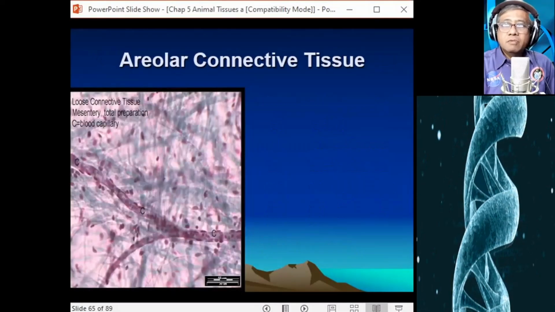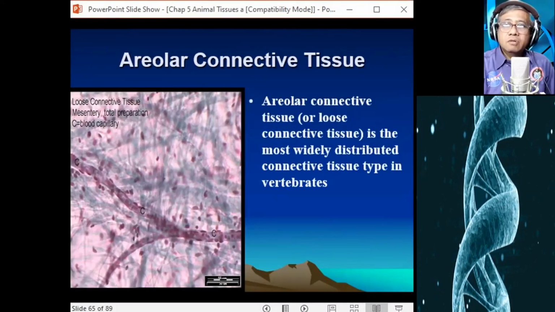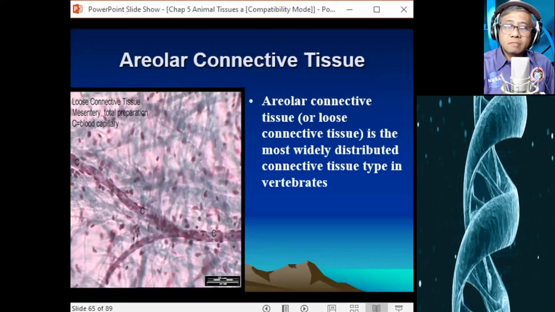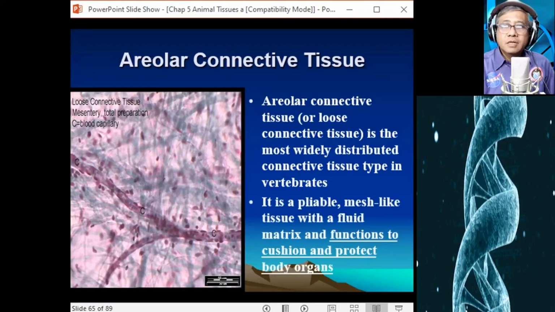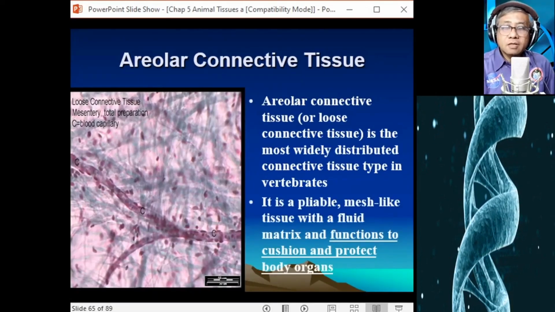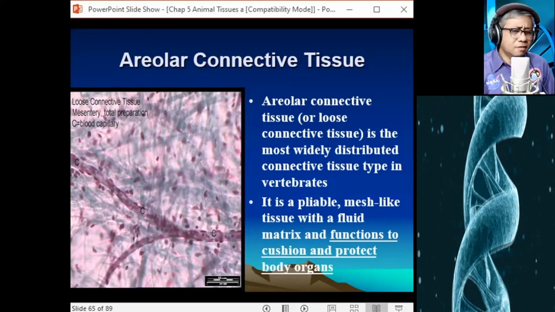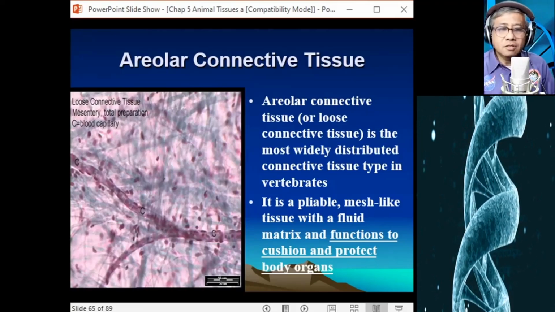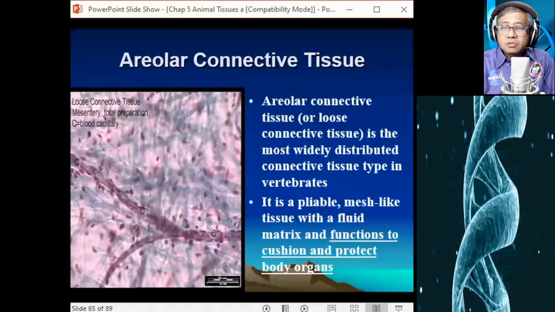Okay, then we have areolar connective tissue. Areolar or loose connective tissue is the most widely distributed connective tissue type in vertebrates. Under the microscope, yung mga fibers niya, yung collagen fibers, they form mesh-like fibers. Yung appearance ng collagen parang mesh-like, parang net, magulo yung orientation ng collagen fibers. Kaya nilagay ko dito, mesh-like tissue.